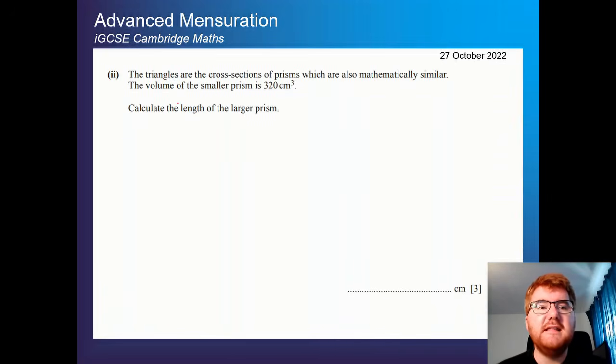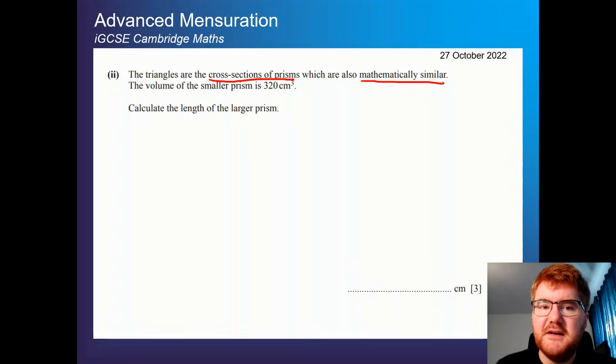Right, on to the next part here. So the triangles are the cross sections of prisms. So that's important to know here, which are also mathematically similar. So same idea. The volume of the smaller prism is equal to 320 cubic centimeters. Calculate the length of the larger prism.